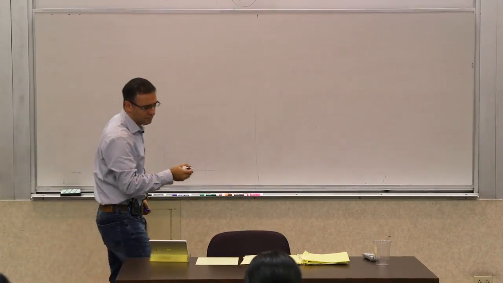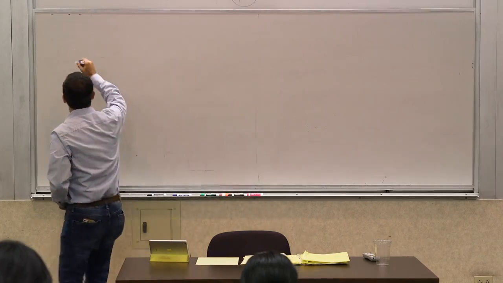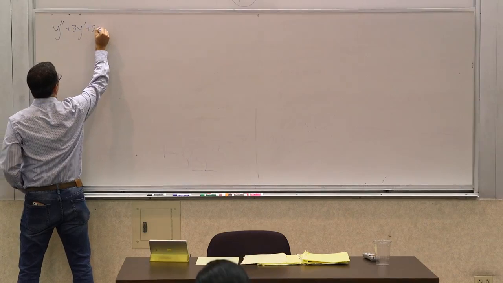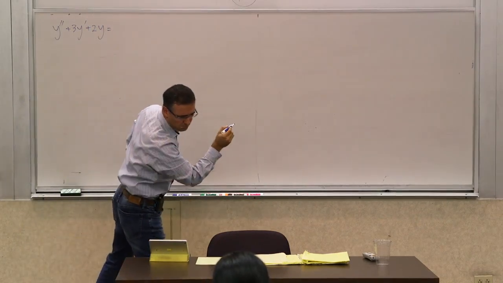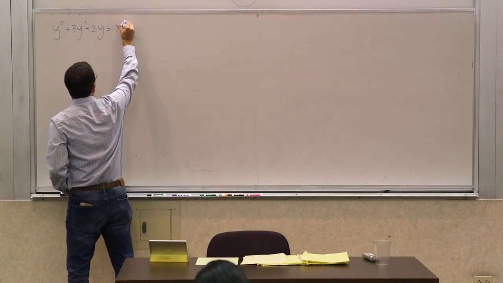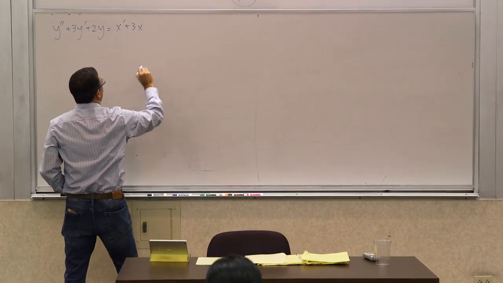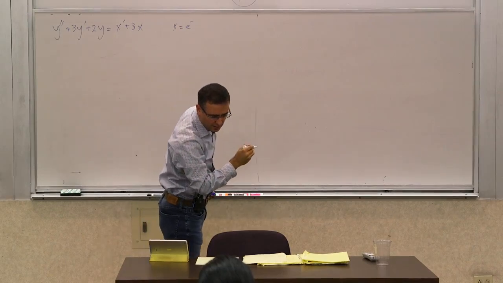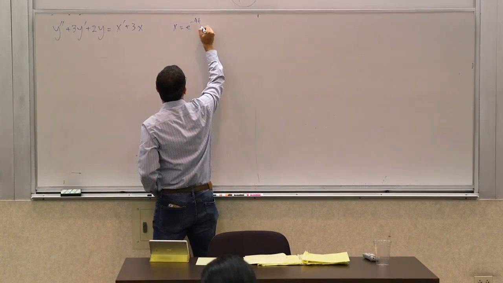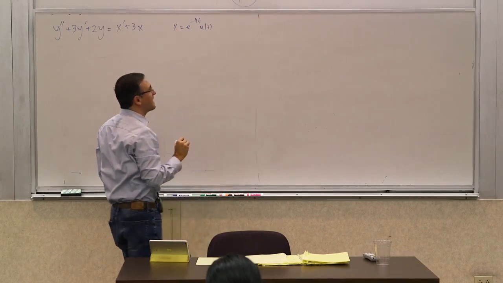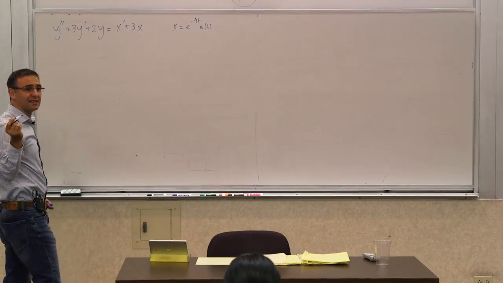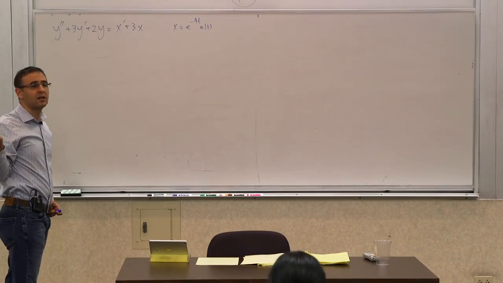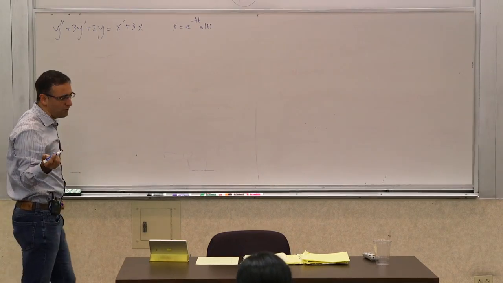So let's say I have a differential equation. Let's do it as y double prime plus 3y prime plus 2y equals x prime plus 3x. And let's say x now first is e to the negative 4t u of t. So this definitely falls in the general category of e to the st, right? Because what is s in this case? Negative 4, right?